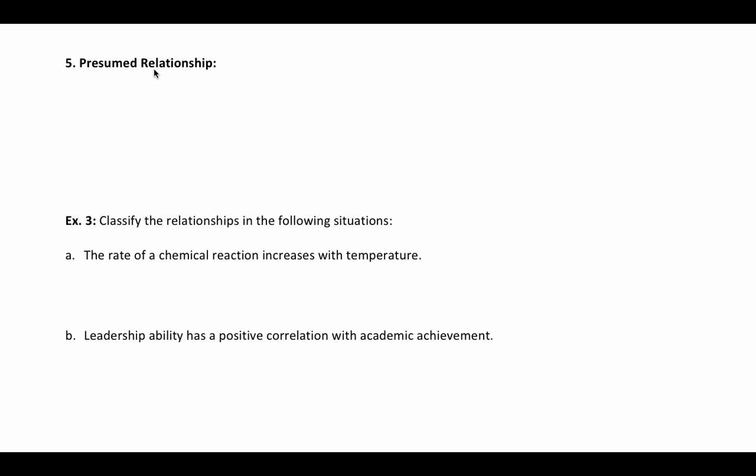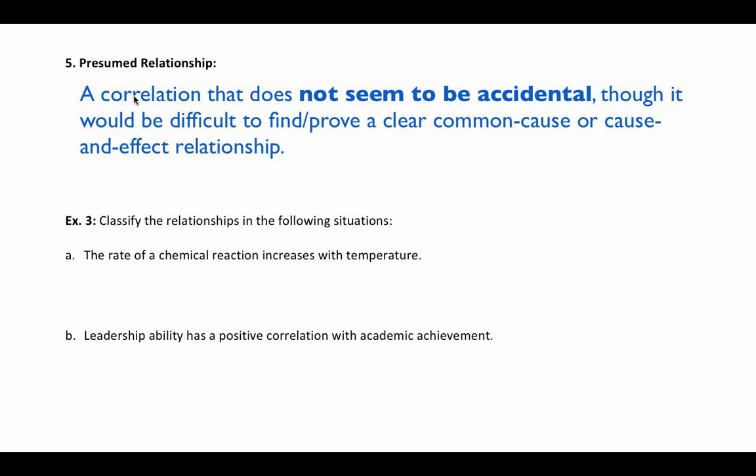A presumed relationship is something a little bit more in-depth than something that's completely accidental. A presumed relationship is a correlation where it doesn't seem to be an accident, but it would be difficult to find or to prove a clear common cause or cause and effect relationship. So it's something where, okay, we know something's going on. There's something fishy going on here, but it would take more study and it would be more difficult to find or to prove something that's a clear common cause.